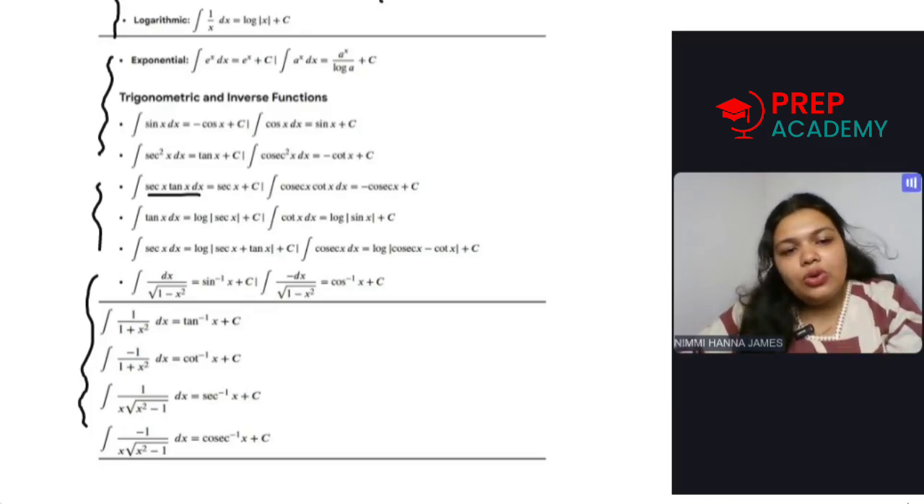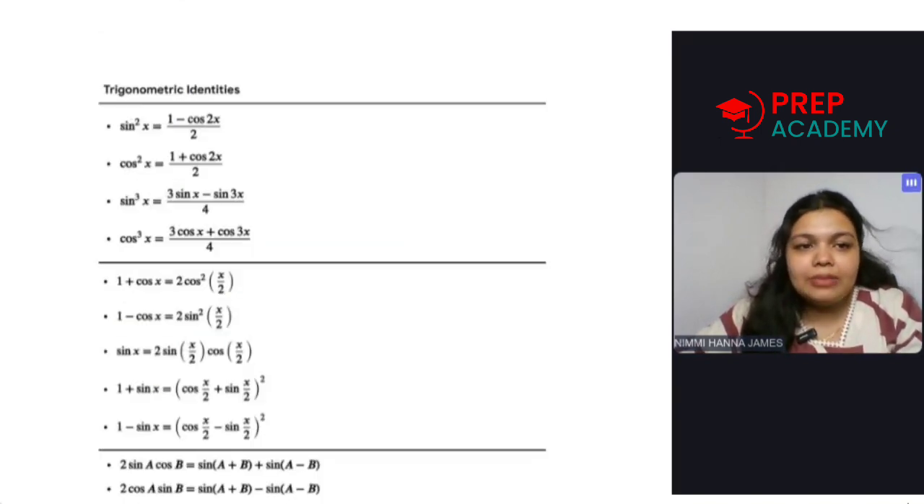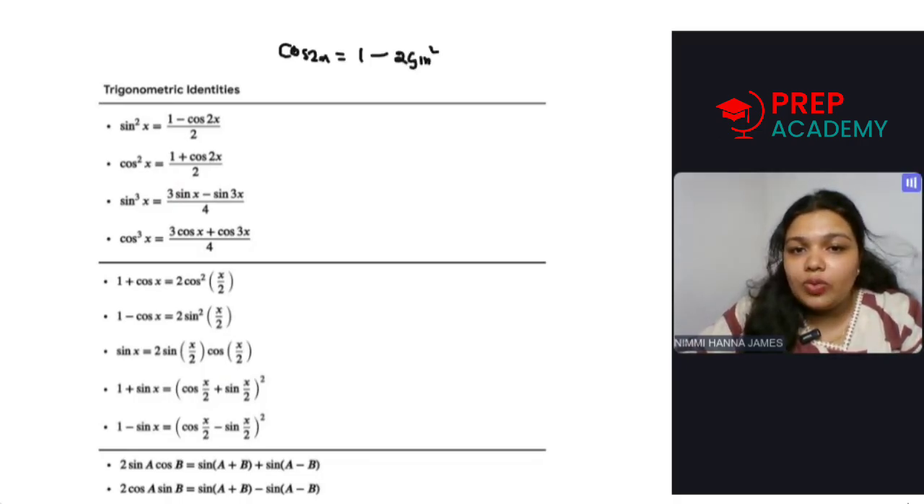All of these values for sine inverse x and cos inverse x, you have to learn. And some trigonometric identities also. You have already learned this in your class 11. In class 11 you might have learned cos 2x is equal to 1 minus 2 sine square x. From this formula we can derive that sine square x is equal to 1 minus cos 2x by 2.